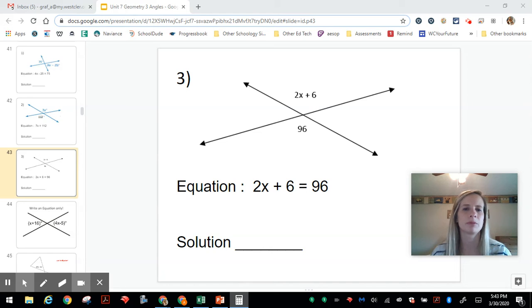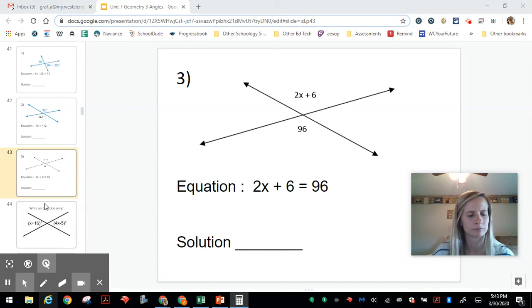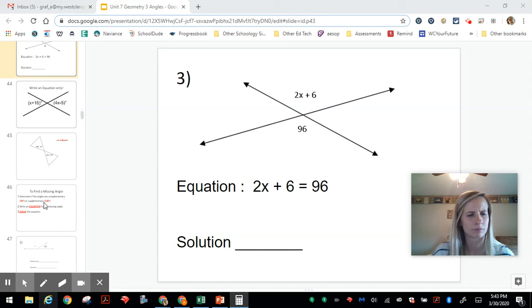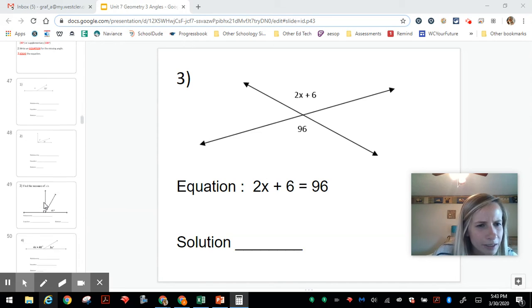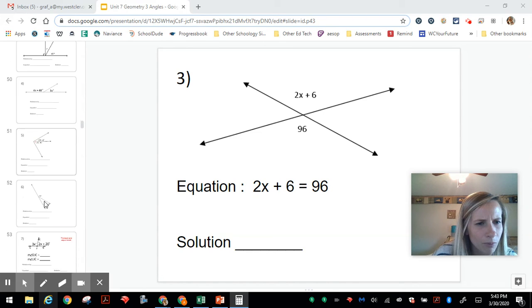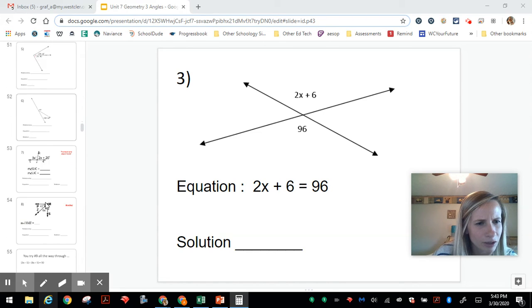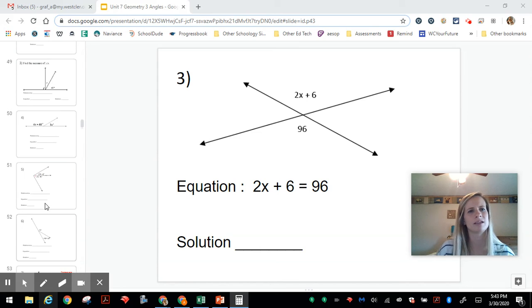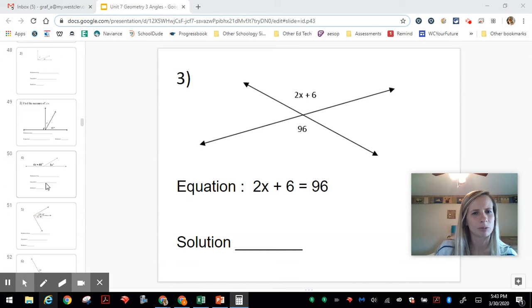Okay, so the first step would have been subtract 6 on both sides. That would get you to 90. Second step would be divide by 2. So you should have had x equals 45 degrees. All right. Now I would like to review one that we did from yesterday just to make sure that is stuck in your brain also.